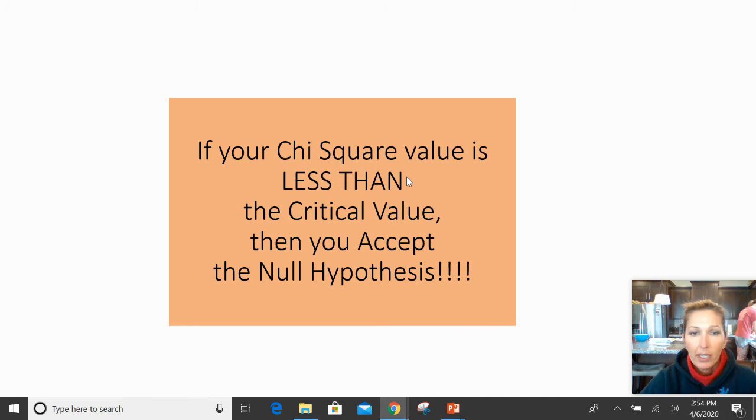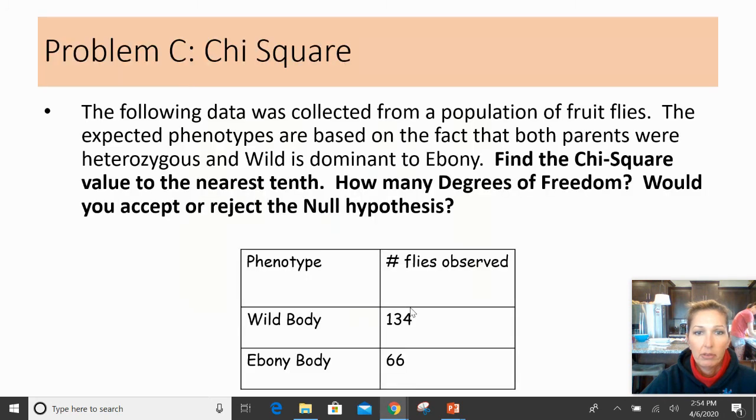If your chi-square value is less than the critical value, then you accept the null hypothesis, which accepting the null hypothesis is stating that your numbers are good enough. They're close enough, observed and expected, and so your null hypothesis of I expect a 3-to-1 phenotype ratio, you accept that because your numbers are close enough.